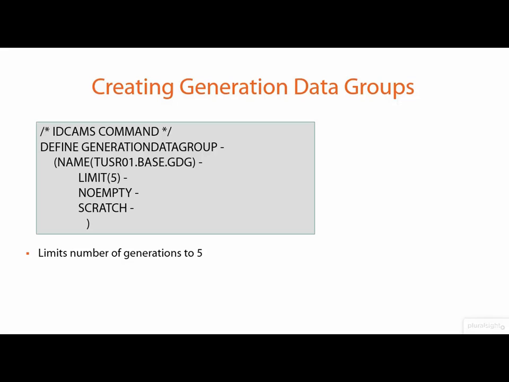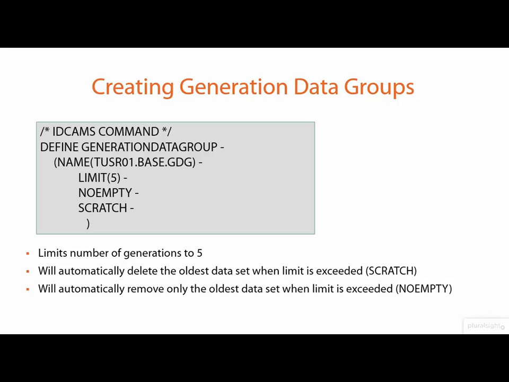And so in this case we have a limit of 5 generations. We will automatically delete the oldest one when the limit is exceeded, and we will remove only the oldest data set when the limit is exceeded rather than removing them all. And that's what these options signify.